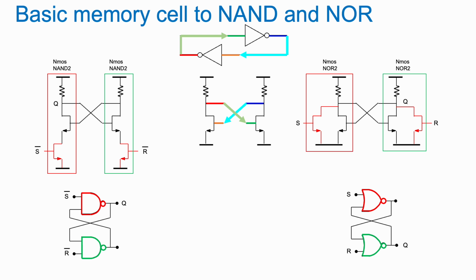Of course, with the red NMOS constituting a NAND, it is obvious that if R bar equals S bar equals 0, then Q equals Q bar equals 1 because the red NMOS are in the off state. Of course, with the red NMOS being a NOR, it is obvious that if R equals S equals 1, then Q equals Q bar equals 0 because the red NMOS are in the on state, forcing Q and Q bar to 0 volt.